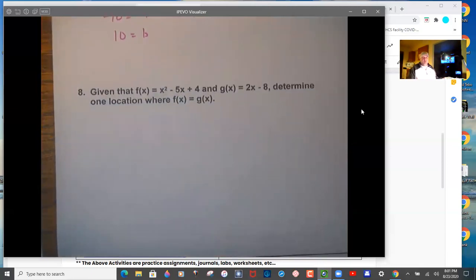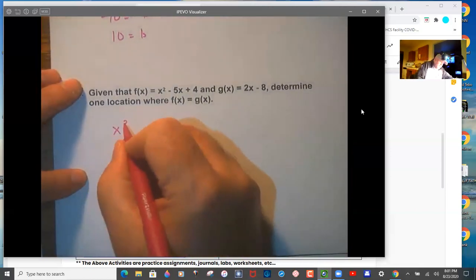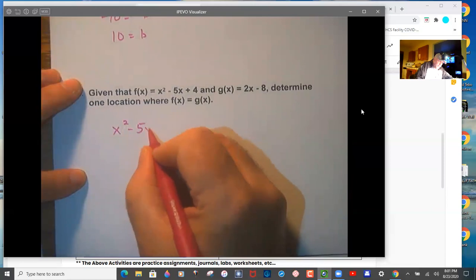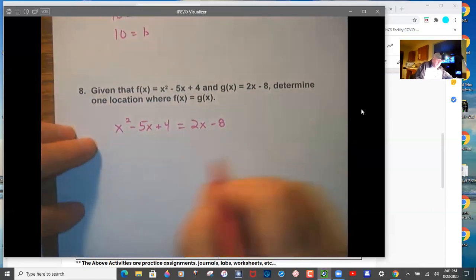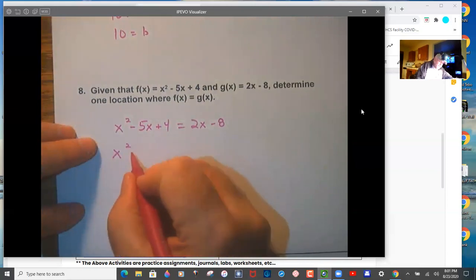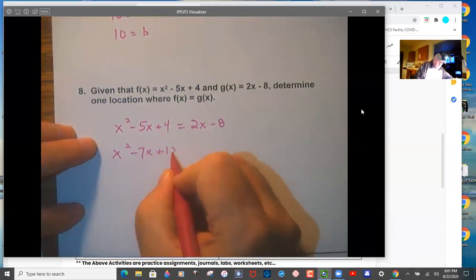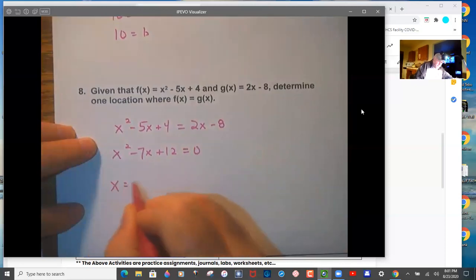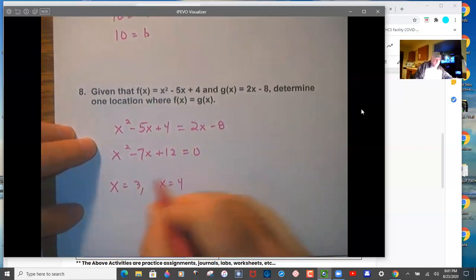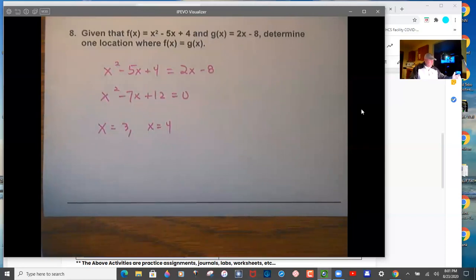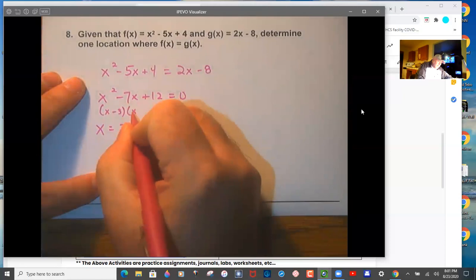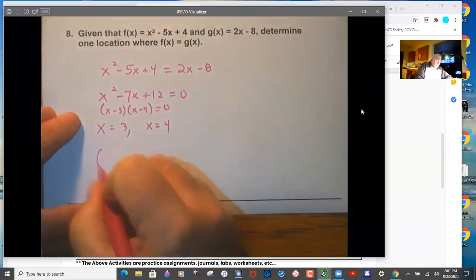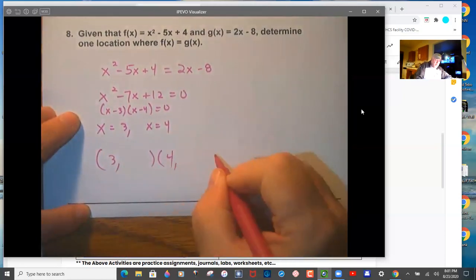All right, this one's a little different. So we're solving a quadratic linear system, and we want to find the 2 points of intersection here. So take everything to one side, and then solve this. You can use a solver, you can factor it if you want, x minus 3, x minus 4. So 3 and 4.